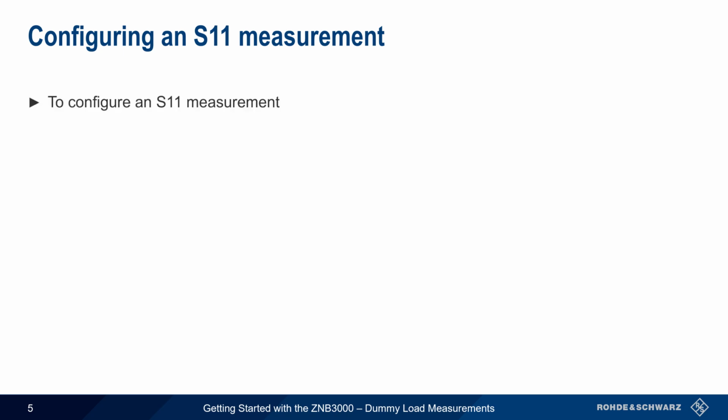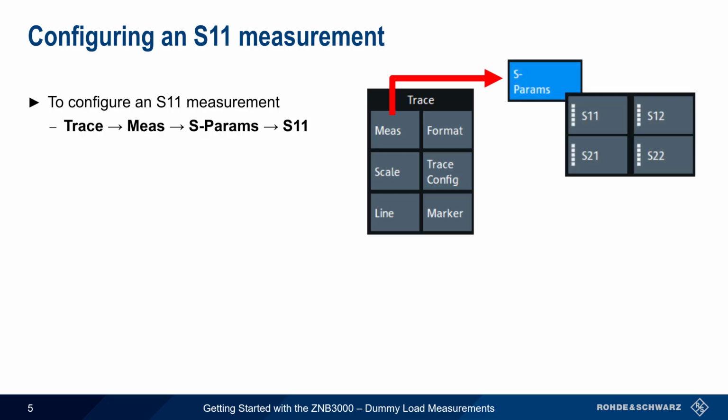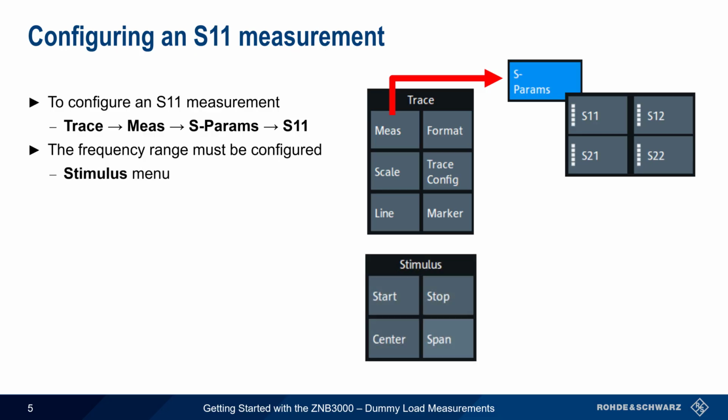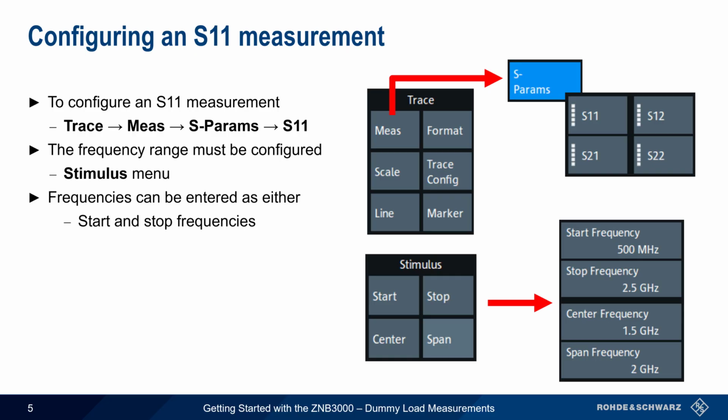The first step is choosing S11 as the measurement type. This is done by going to Trace Measurement S Parameters and then choosing S11. We also need to configure the frequency range over which the dummy load will be measured. This is done under the Stimulus menu. Frequencies on the ZNB3000 can be entered in two ways, either as start and stop frequencies or as a center frequency and span. Note that start and stop frequencies of 500 MHz and 2.5 GHz are the same as a center frequency of 1.5 GHz and a span of 2 GHz.